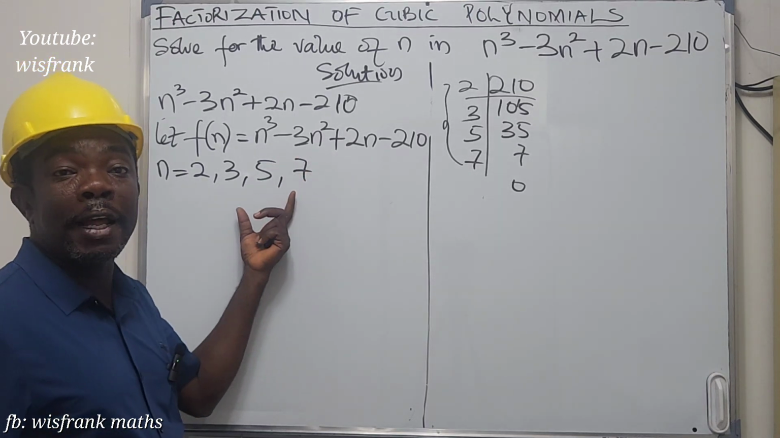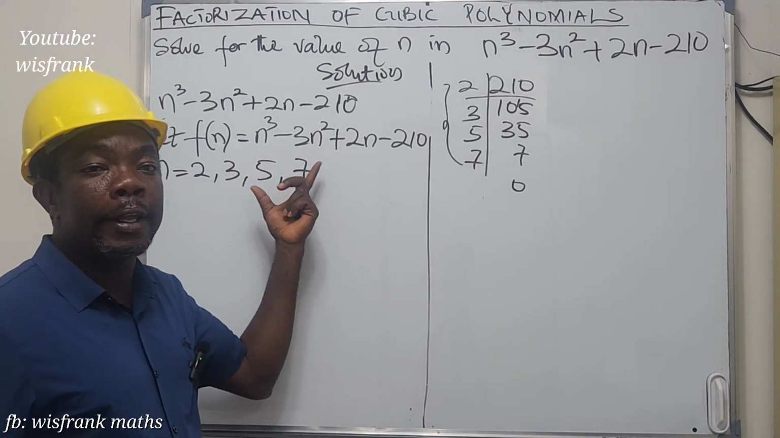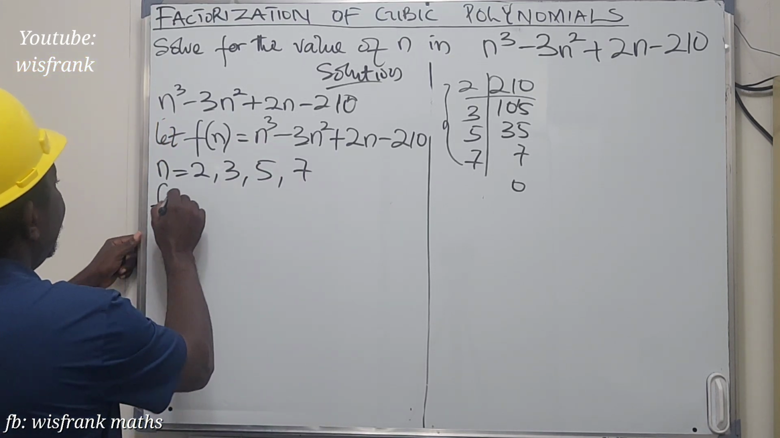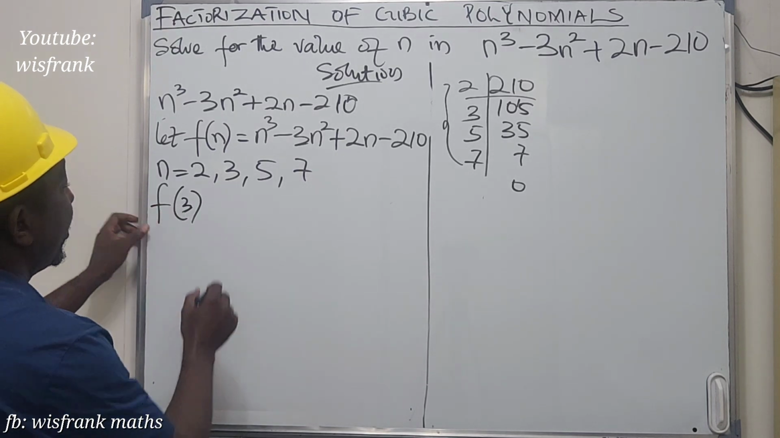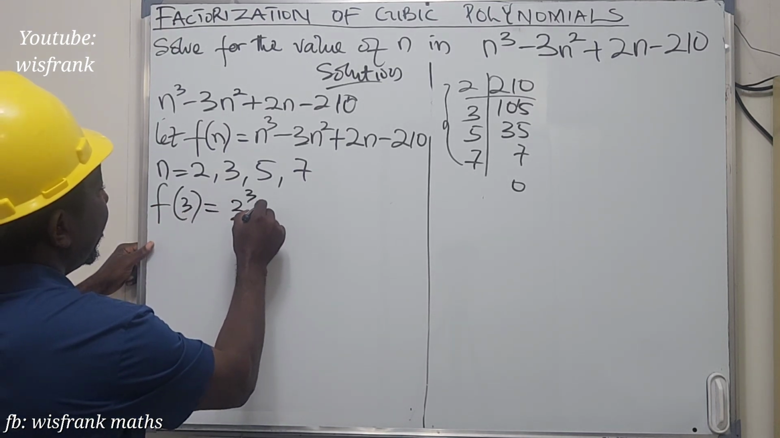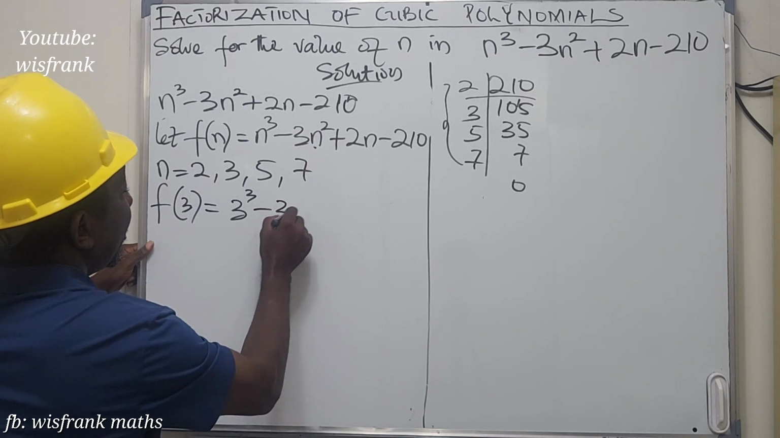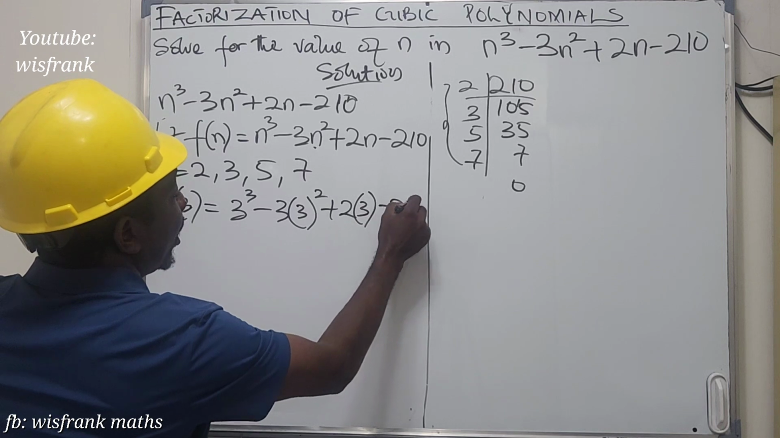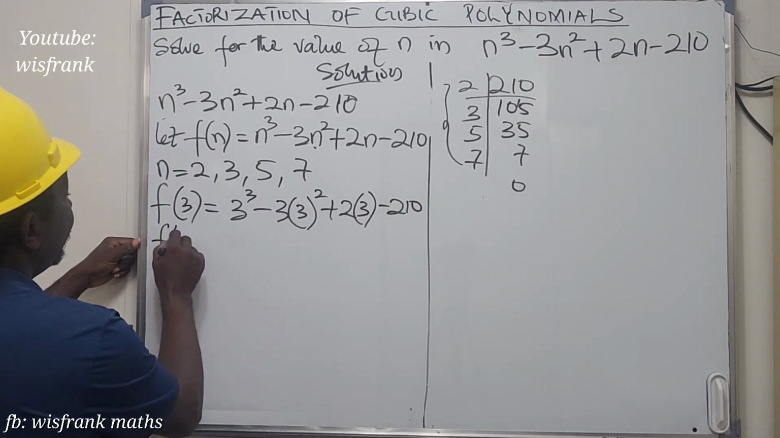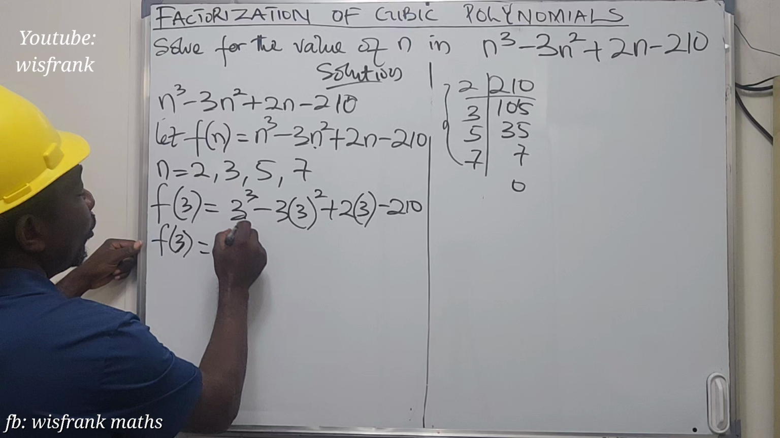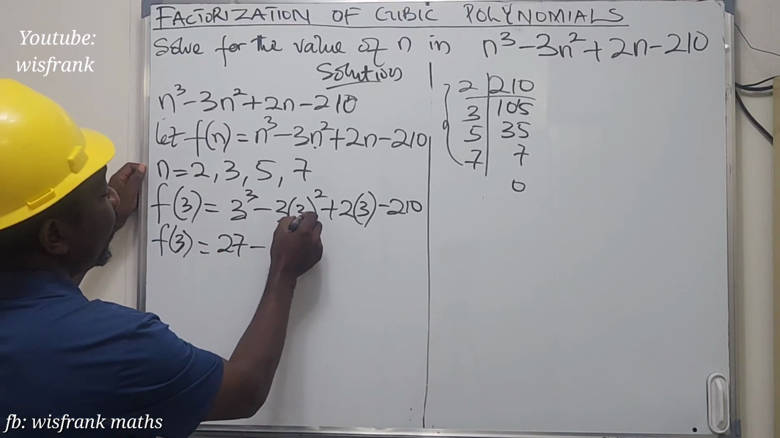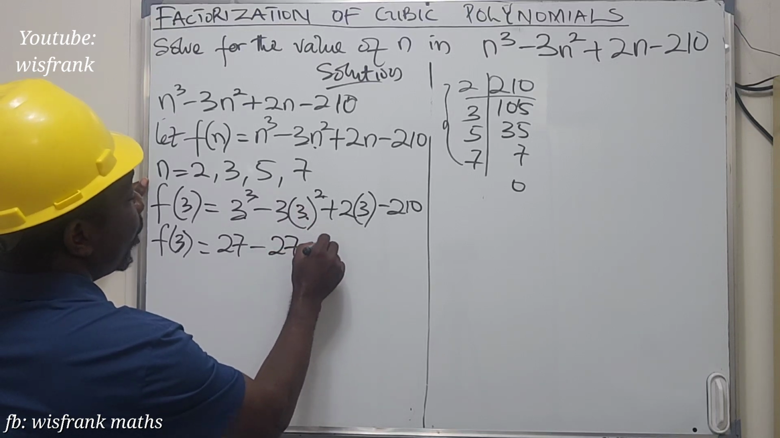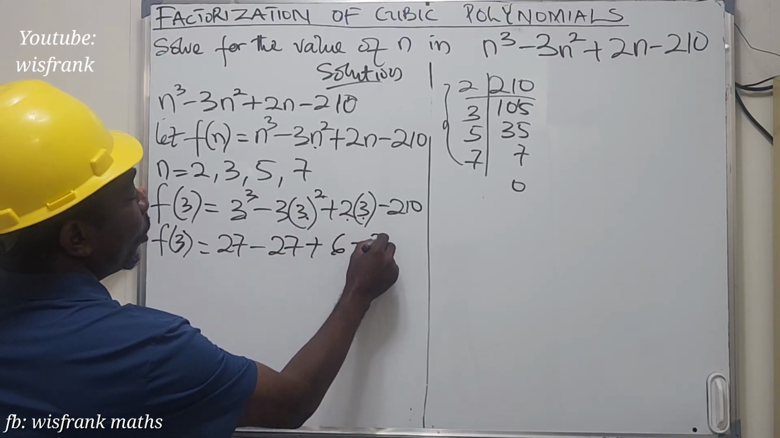So we are going to use the value of n here to substitute and see whether the equation will give us 0. In this case, if we have f of 3 where n equals 3, this will give us 3 to the power of 3 minus 3 into 3 to the power of 2 plus 2 into 3 minus 210. So here f of 3 will be equal to 3 to the power of 3, which is 27. Then 3 to the power of 2 is 9, and 9 times 3 is 27. Then plus 2 times 3 is 6, minus 210.